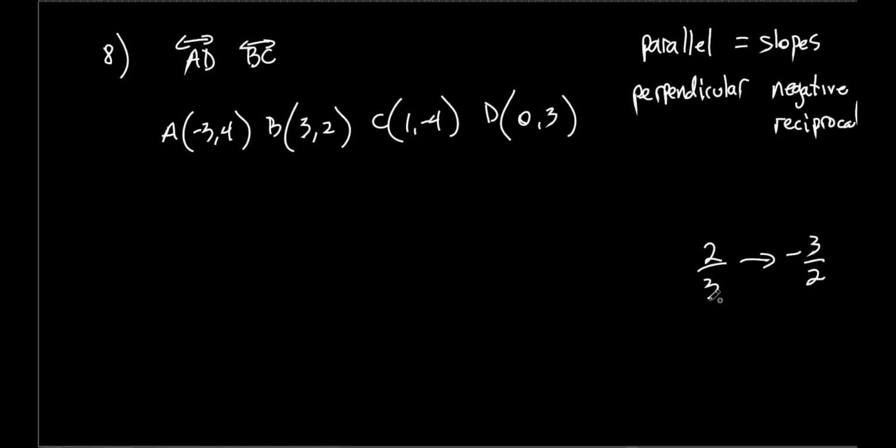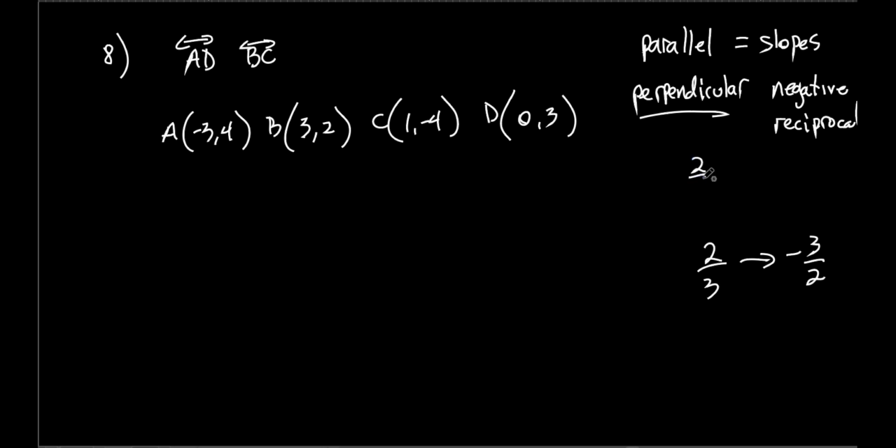If I had a line with a slope of 2/3 and another line with a slope of -3/2, what would I know for a fact about those 2 lines? What are they to each other? One slope is 2/3, the other slope is -3/2. They're perpendicular, right here. Negative reciprocals means they're perpendicular.